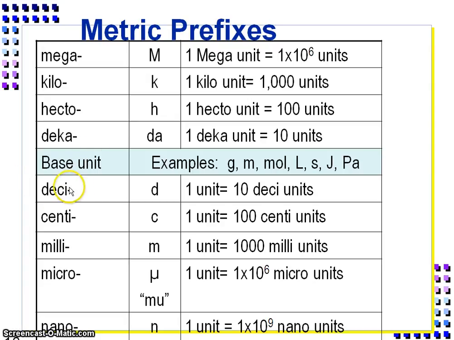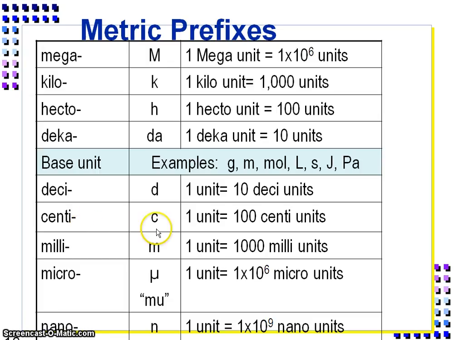So now we come to units that are smaller than the base unit. So we have deci. Deci also means 10, but in this case, 1 gram would be equal to 10 decigrams. Now the base unit is going to be the bigger number, so that's why I'm saying 1 gram, because the 1 always goes with the bigger number. 1 gram equals 10 decigrams. One larger unit equals 10 of the smaller unit.